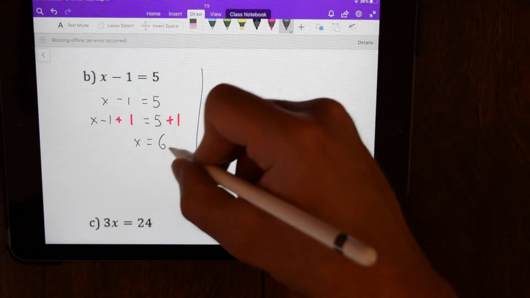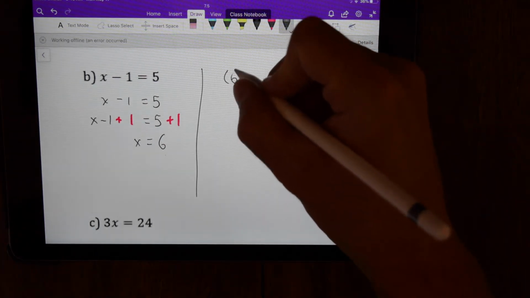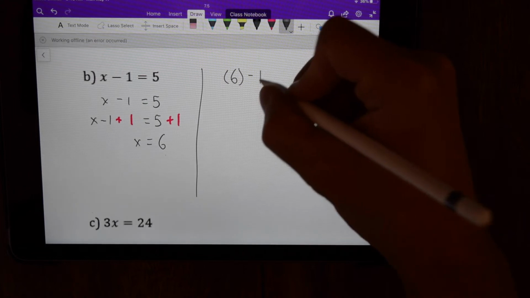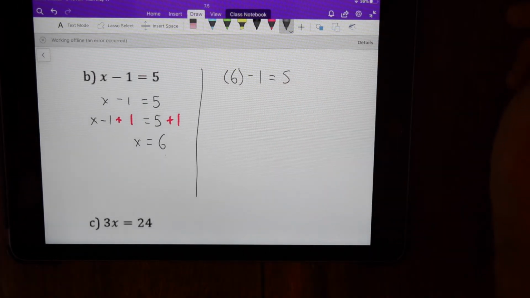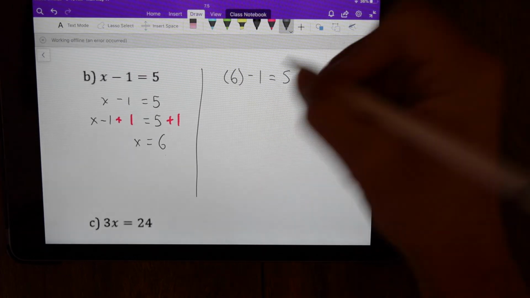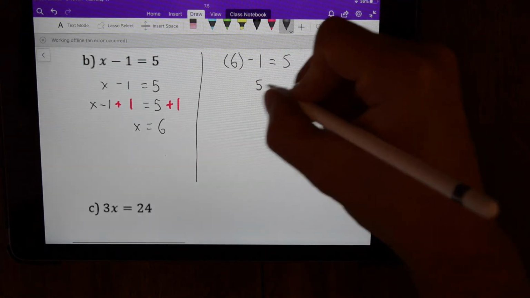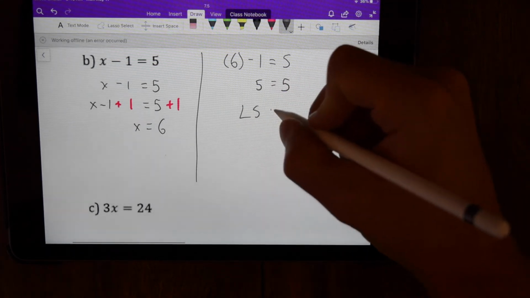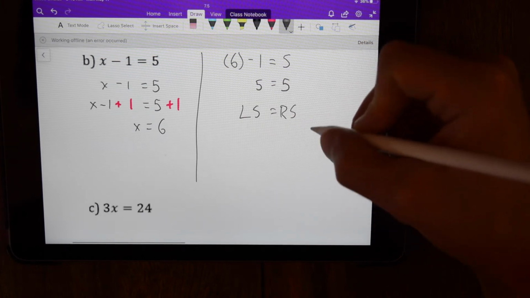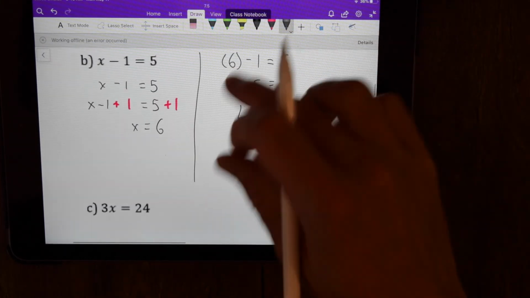Verify: I'm going to sub 6 back into the original equation. 6 minus 1, and that clearly equals 5. There's not really a lot of steps I can show. 5 equals 5, if I want to. And sometimes you'll see LS equals RS, which means that the left side equals the right side. So I'm good to go.